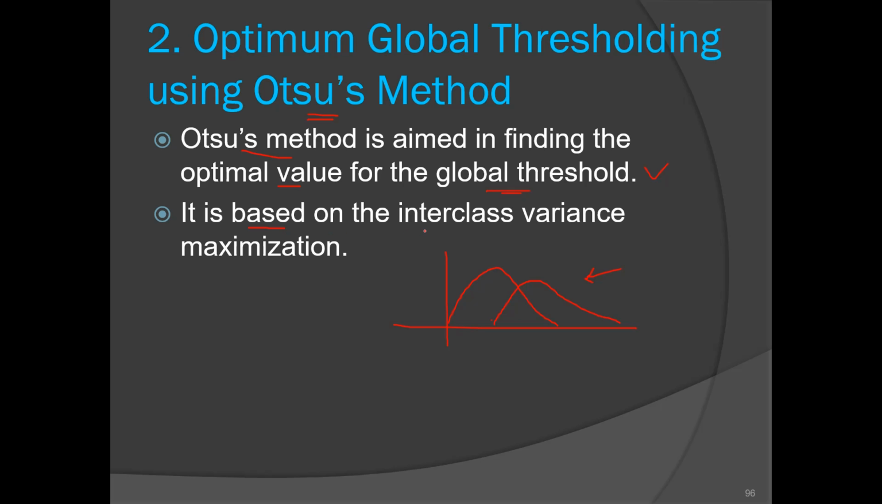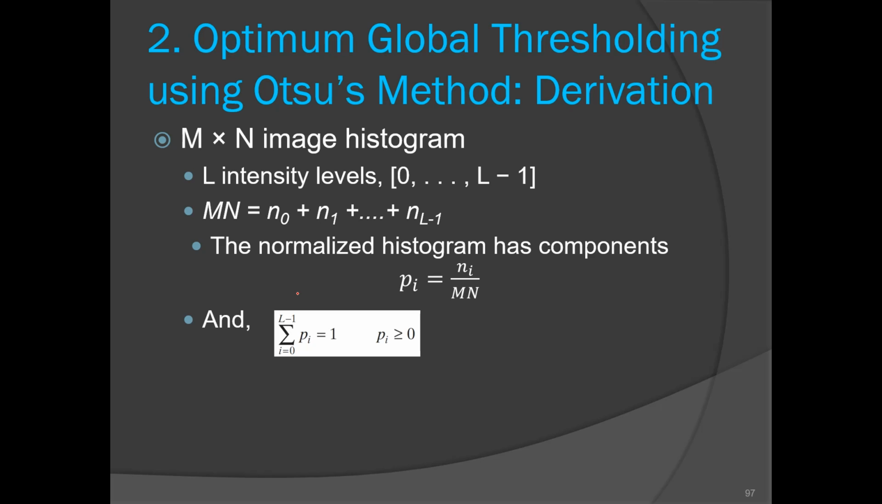It is based on interclass variance maximization. So it tries to maximize variance between two modes. We will find the variance of this region and this region, and it will try such groups with the highest interclass variance. We know that for calculating variance we have to find the mean, right? So we will find the mean. Okay, so this is the derivation of the Otsu method.